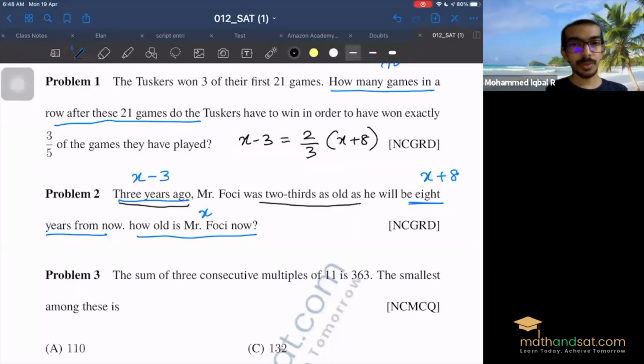Now just solve for the value of X. The 3 in the denominator, when it goes to the LHS, it becomes multiplication. So everyone, please try to solve this equation.